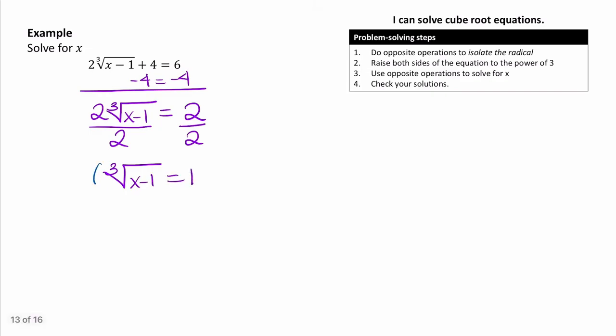Now I'm going to raise both sides of the equation to the third power. And so that's going to give me x minus 1 is equal to 1. Now I can add 1 to both sides. And when I add 1 to both sides, I get x equals 2.